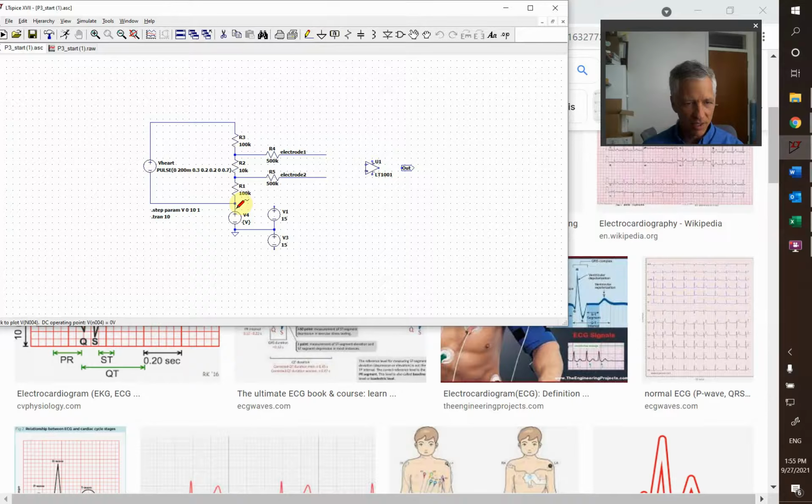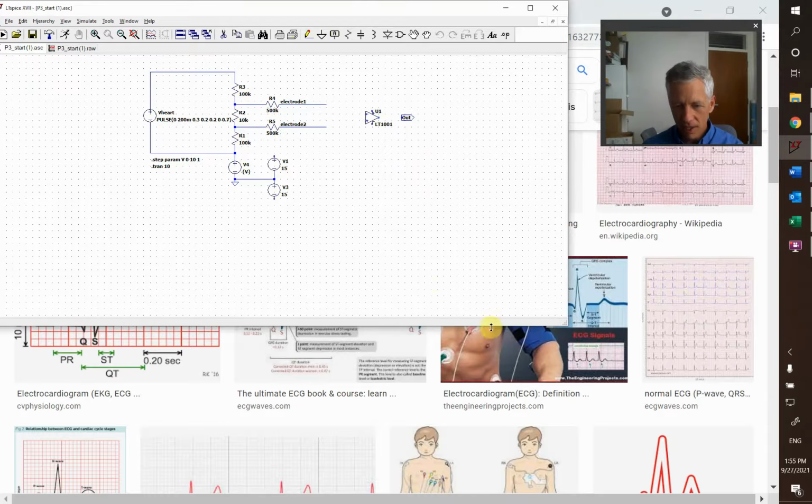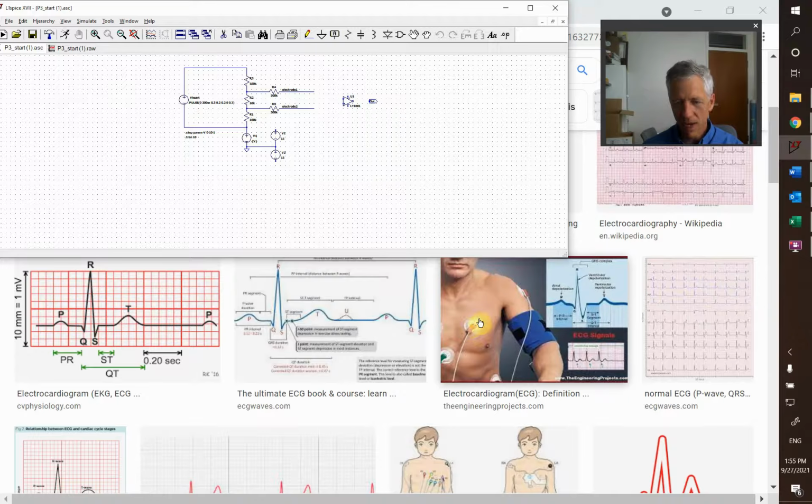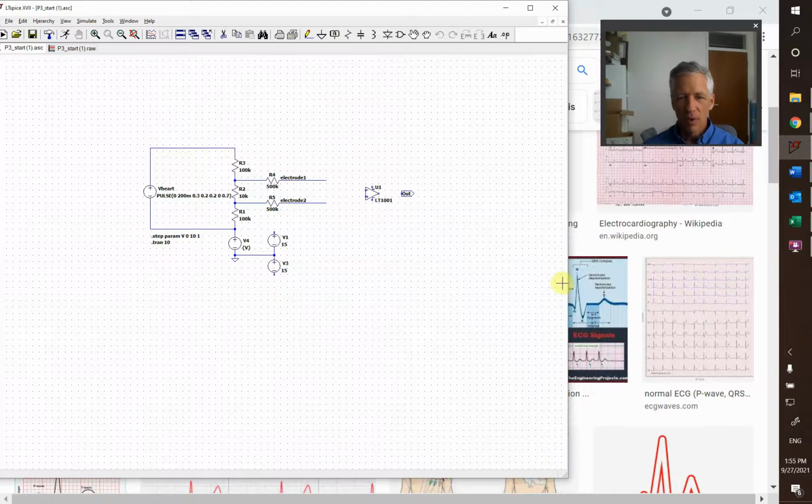So these resistors here model the electrical system of the body, and these 500 kiloohms model these pads and trying to connect between this external electrode and the internal electrical system of the body. So where is the signal?